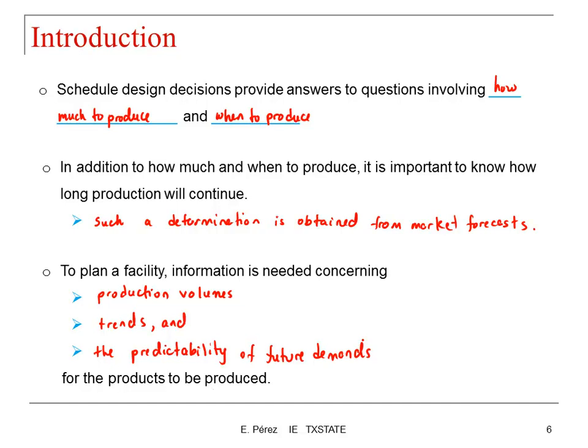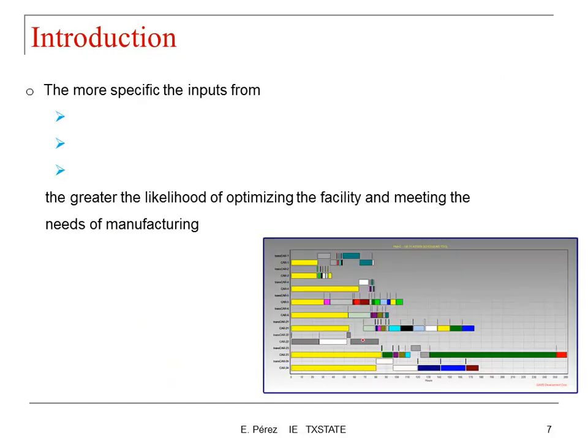So the more specific the inputs from product, process, and schedule design, the greater the likelihood of optimizing the facility and meeting the needs for manufacturing. Okay, so if you have a very accurate estimation of the volume of units that you should expect to produce in that facility, then that should give you a good understanding of the resources, in this case, the number of machines that you're going to need for your facility.